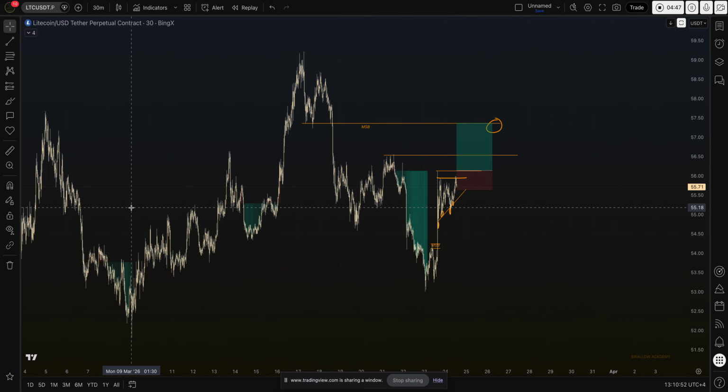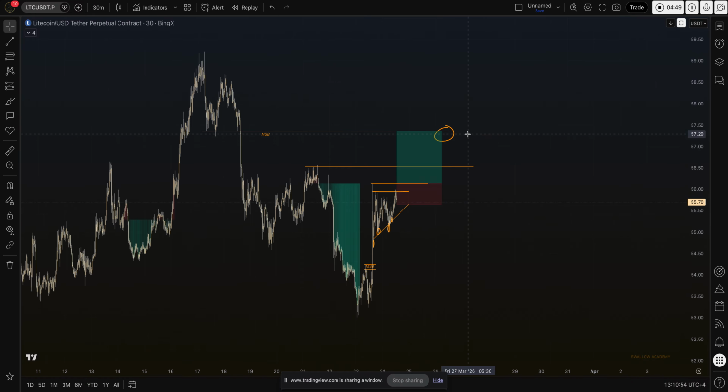That's it. I think we have taken all the necessary points that we wanted to take here. Let's wait for the breakout structure. As soon as we get this breakout structure, we are going to the long position.